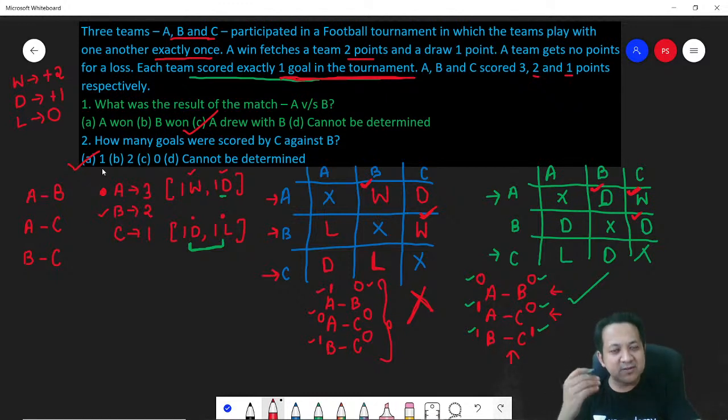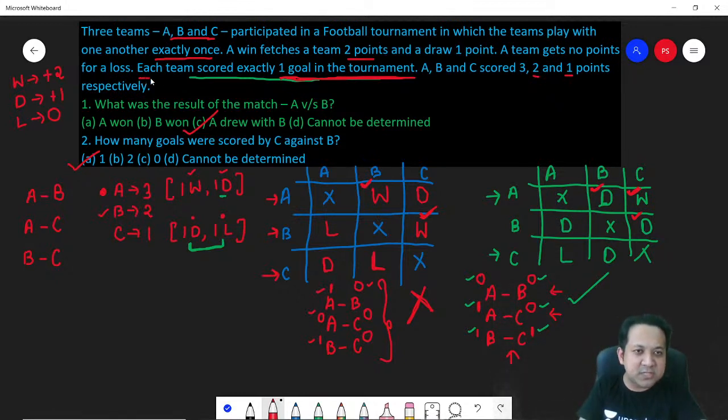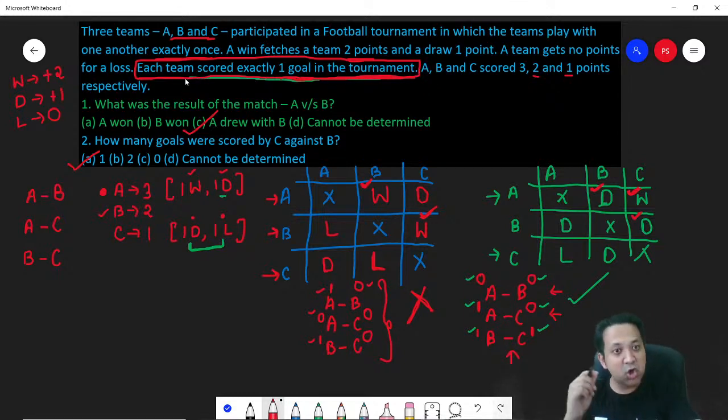This is a brilliant question. I'm sure if you pause the video and have tried it yourself, you would have got the answers incorrect. So very important. Remember, what is the most important line? Every team scores exactly 1 goal in the tournament. This is the most important line in the question. If you miss out this line, your answers will go wrong. Fine? So this is the answer to question number 1 and 2.